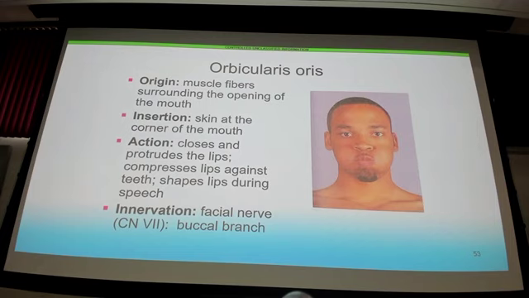Orbicularis oris, that muscle that surrounds the mouth, means it's going to insert everywhere around the outside of our lips, surrounding our mouth. It's the sphincter type of muscle. It says skin at the corner of the mouth, fine. It's all the way around. It closes and protrudes the lips, like you're compressing your lips together, like you see him doing in the picture. It also helps when you're compressing the lips during speech. You're opening your jaw and moving your actual lips, so it helps to shape them during speech. It is considered buccal branch.